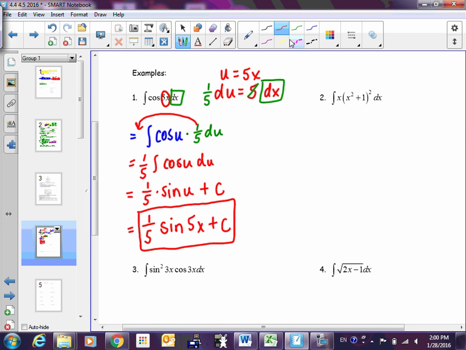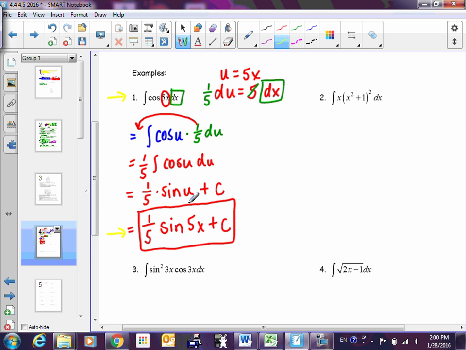I do want to point out something. See how we started with only x's? And then we had only u's, only u's, only u's, and then your final answer is only x's. I never had u's and x's right next to each other.